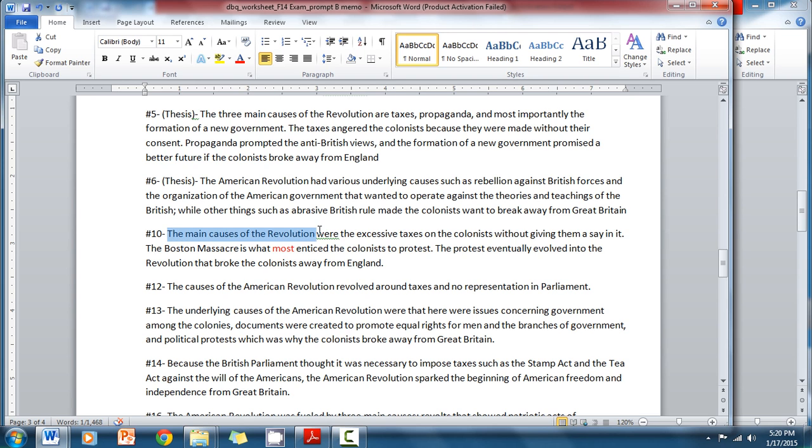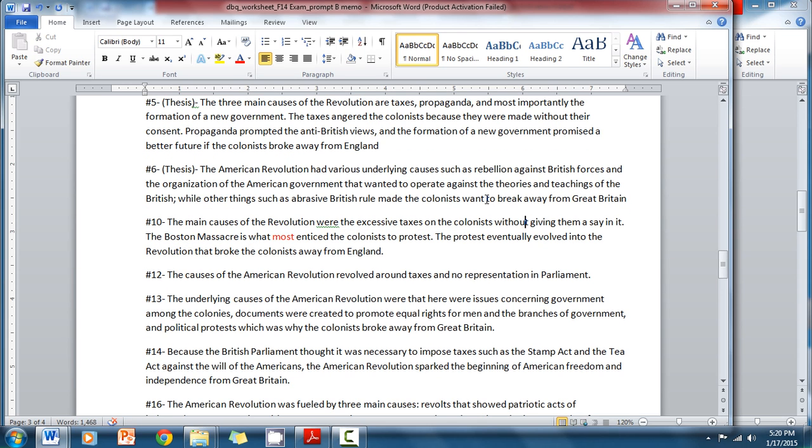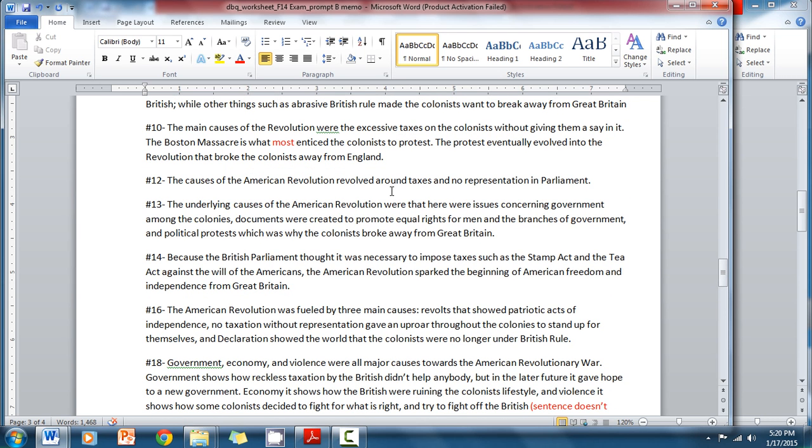So here, feedback here, add more causes to what is enticing them to break away. It's not just excessive taxes. There are various other things, violence that erupted in the colonies, so many other things you could talk about.